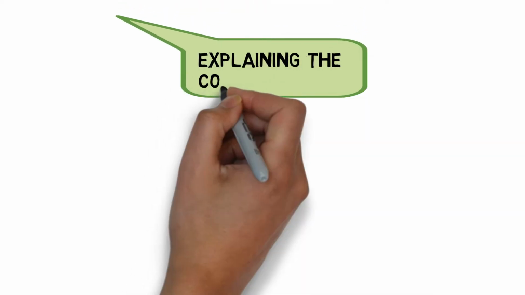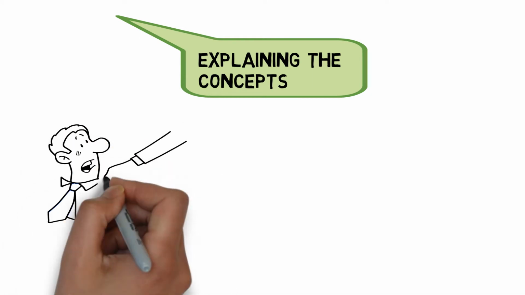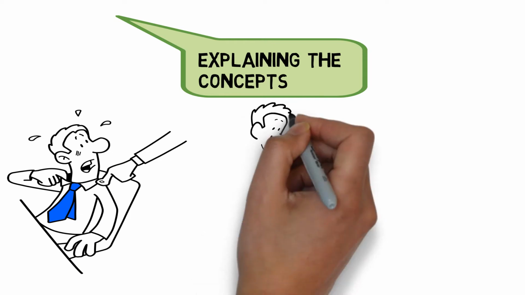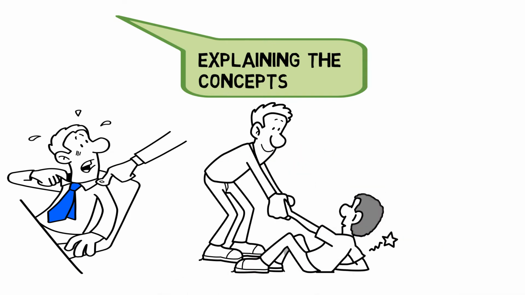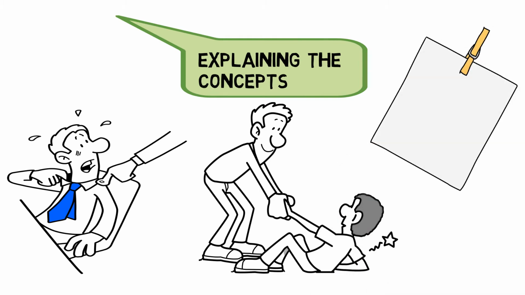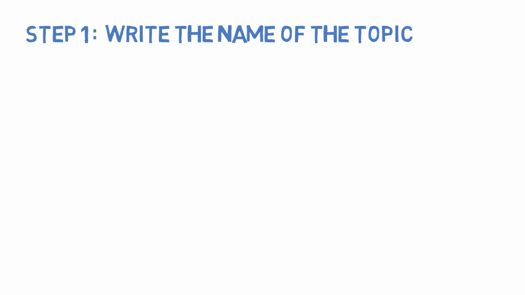Since the importance of this technique involves explaining the concept, you could execute it in a number of ways, including literally grabbing a friend or your roommate and explaining what you have learned. However, you don't always have willing friends at hand. Don't worry. Here is a simple method that just involves a sheet of paper. Let's get started. Step 1.